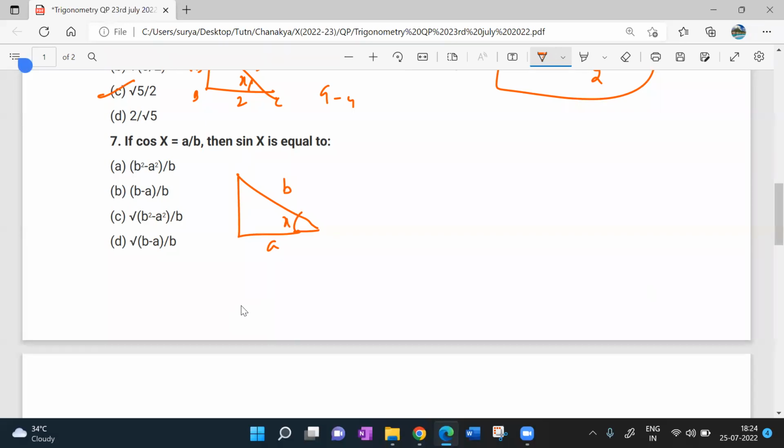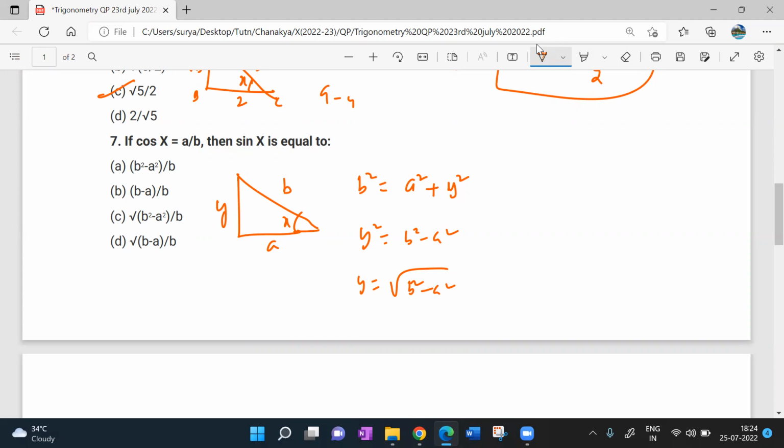B square is equal to A square plus, let's say this is y. I need to find out y. So y square is equal to b square minus a square. Y is equal to square root of b square minus a square. Which is the hypotenuse.